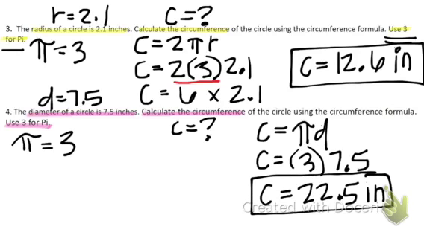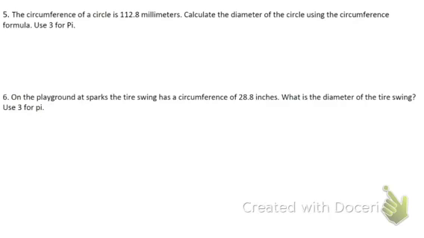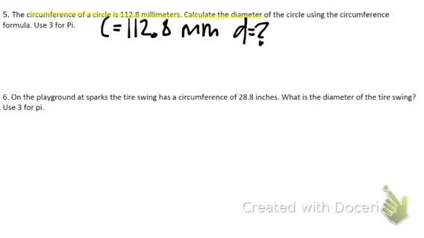Easy peasy, lemon squeezy. Alright, now let's move on to the last two examples that we have, 5 and 6. So these are trickier than just the ones that we've been doing. Number 5 says the circumference of a circle is 112.8 millimeters. So this time they give us the circumference. So they told us that the circumference is 112.8 millimeters. And we're calculating the diameter. So we do not know what the diameter is.